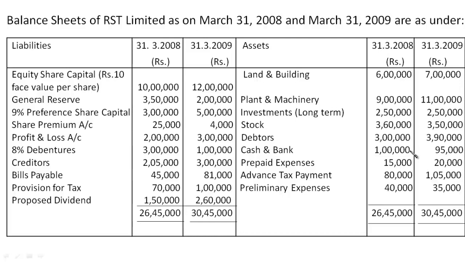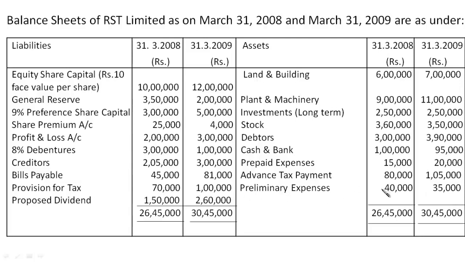Then stock, debtors, cash and bank, prepaid expenses, all the 4 items would come under current asset, and bills payable and creditors would come under current liability. So we will factor these items in movement of current assets and liabilities. The next one, advance tax payment, 80,000 and 1,05,000. So last year the advance tax that has been paid is 80,000. Current year it is 1,05,000. We have to read these 2 items in conjunction with provision for tax. We'll take it up at the appropriate stage.